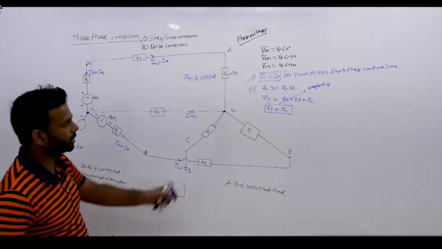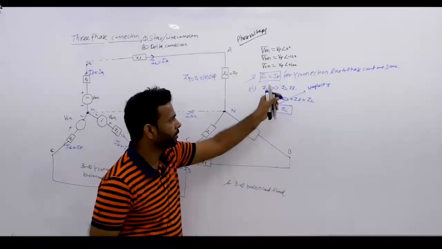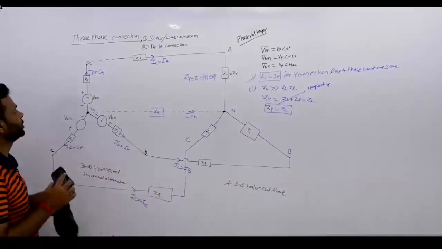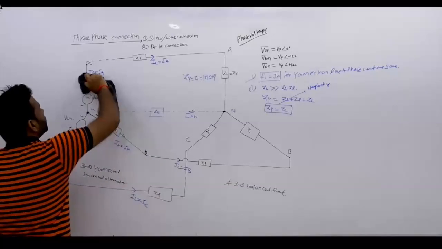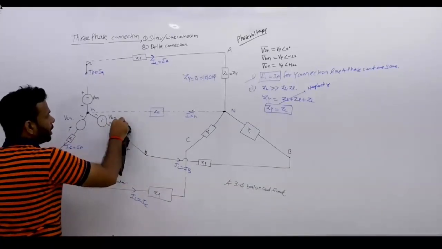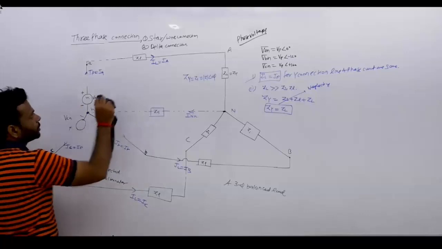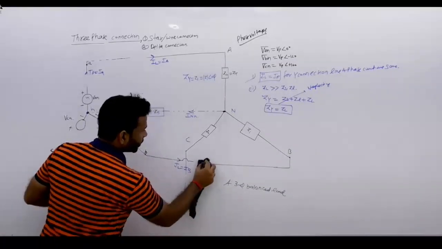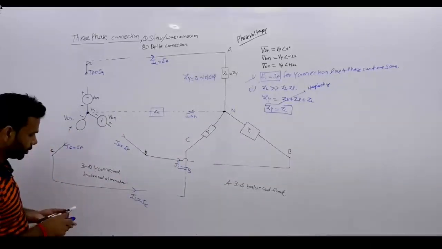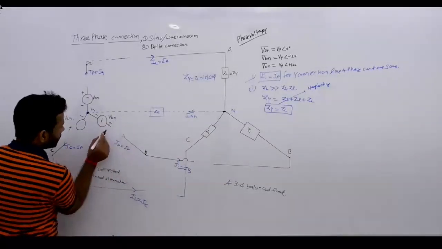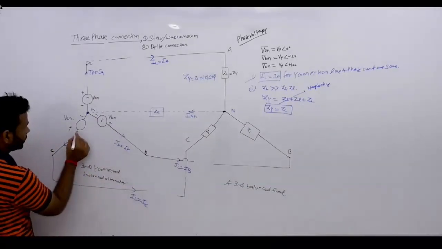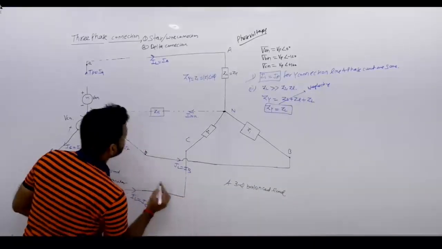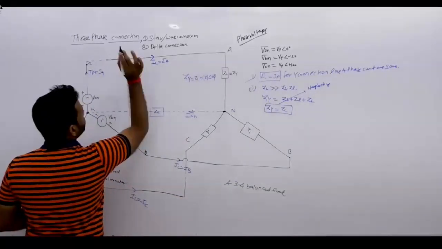Now if you take this assumption that the load impedance is very, very high as compared to the source and line impedance, then we can eliminate all these things. You can eliminate these things for simplicity. You just remove these things for simplicity of the diagram. Okay. So I'm just taking an ideal voltage source, ideal voltage source, so that calculation is easy. Okay, your calculation becomes easy. Clear hai yahan tak?